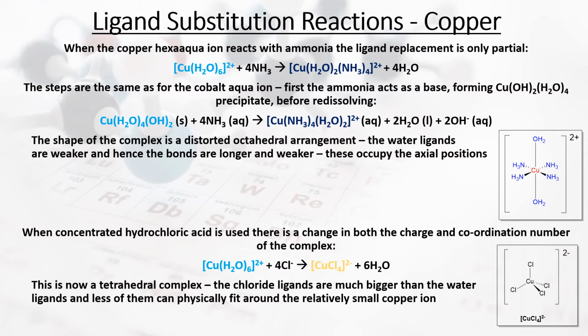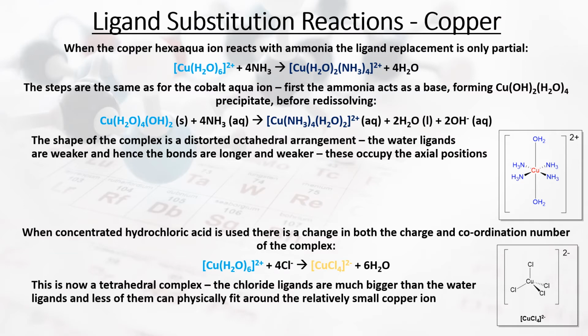with 4 chloride anions, and the shape that we end up making is this tetrahedral copper chloride anion. So CuCl4, 4 chloride ligands around it, a 2- anion because it's copper 2+, 4 chloride anions makes a 2- charge overall, and we've kicked off 6 of the waters. So the key thing here is we've gone from an octahedral hexaaqua ion to our tetrahedral copper chloride complex.